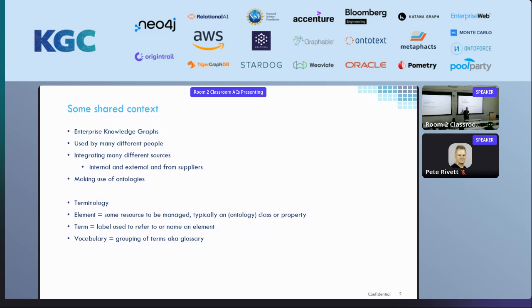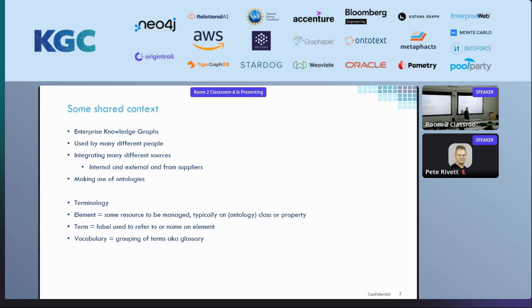So what I'm going to be assuming is an enterprise knowledge graph environment where there are many different data sources, many different things that need to be integrated, and many different populations within an enterprise using the knowledge graph. So there's going to be a mixture of support for different communities. And the communities are not only internal, they're external as well, that people need to deal with information from suppliers, from government, from software vendors, and whatever. And we're also assuming in an enterprise knowledge graph environment, we are making use of ontologies.